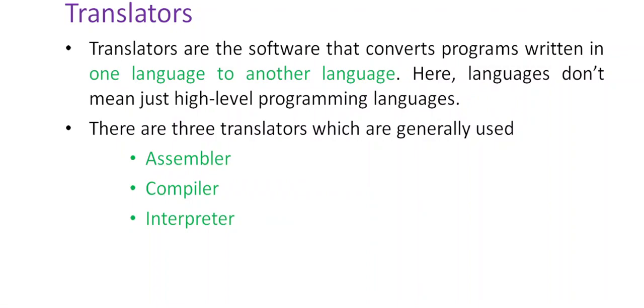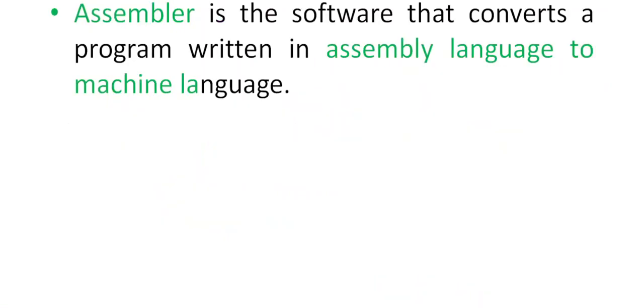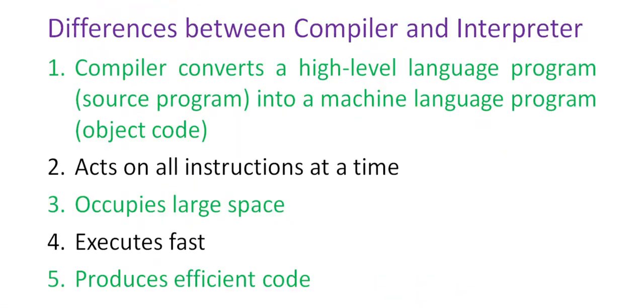So both compiler and interpreter do the same, but there are differences. An assembler converts from assembly language to machine language. These are the differences between a compiler and interpreter. A compiler converts a high level language program into a machine language program. It takes the entire program as a unit and acts on all instructions at a time, whereas an interpreter acts on one instruction at a time.